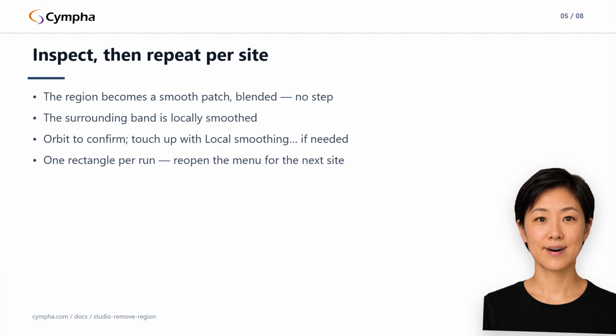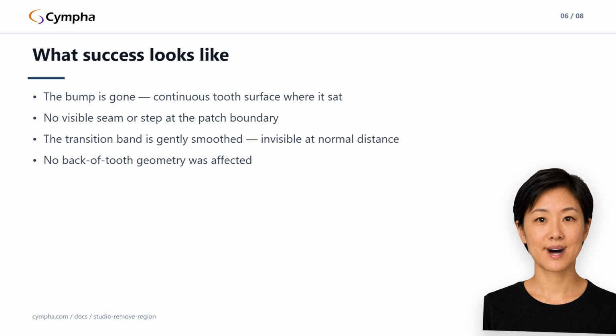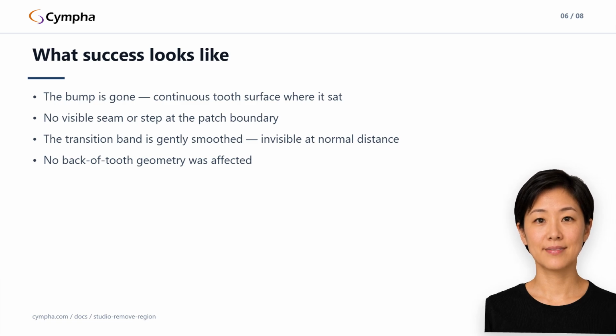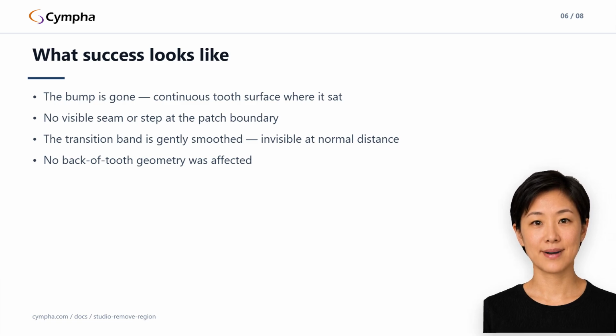For checks that tell you a rectangle landed well: 1. The bump is gone, and the area where it sat now reads as continuous tooth surface, not a dent, not a plateau, just surface. 2. The patch joins the surrounding mesh without a visible seam or step. Run the camera around the join and look for a ridge catching the light. 3. The transition band has been gently smoothed, so the boundary is invisible at normal viewing distance. You may still find it if you zoom hard onto the join, and that's fine. The standard is normal distance, not microscopic.